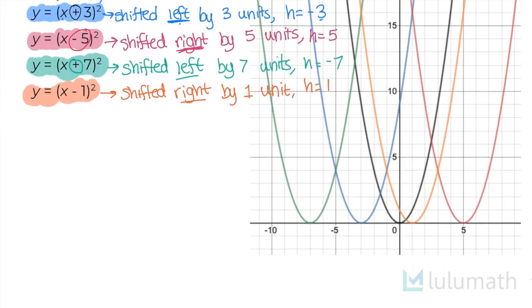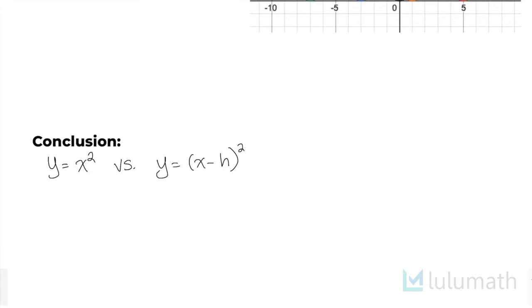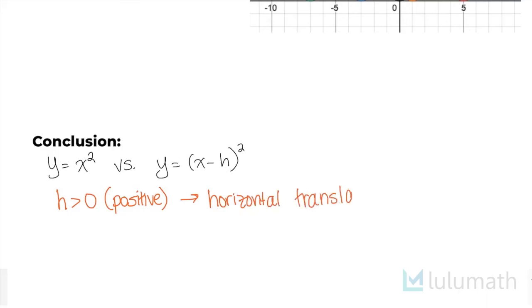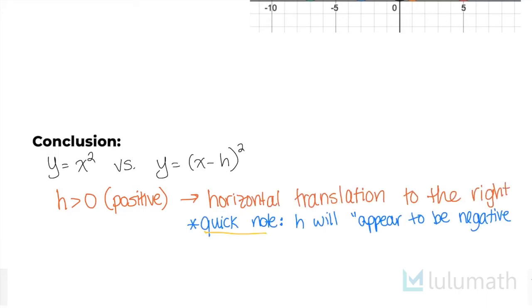So what's our conclusion? Our conclusion is that if h is greater than 0, or if h is positive, then our graph will shift to the right. But remember, just like in our last video, we're going to say that it is a horizontal translation right. But just a quick note that h will appear to be negative. So for example, if we have y equals (x minus 4) quantity squared, it goes 4 units to the right. Because the h value is positive 4, it appears to be a negative 4 because of this minus sign that we have in the actual form itself.